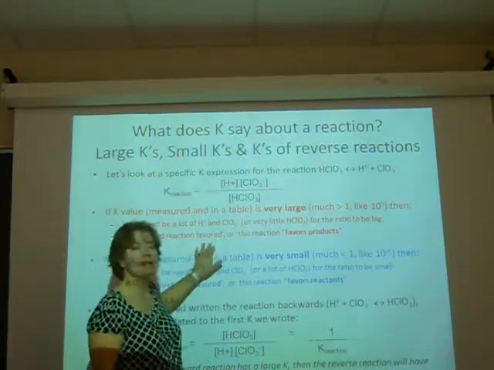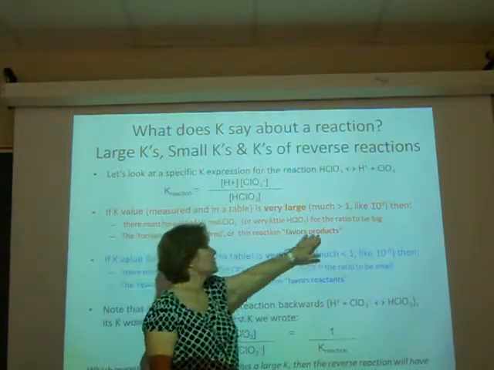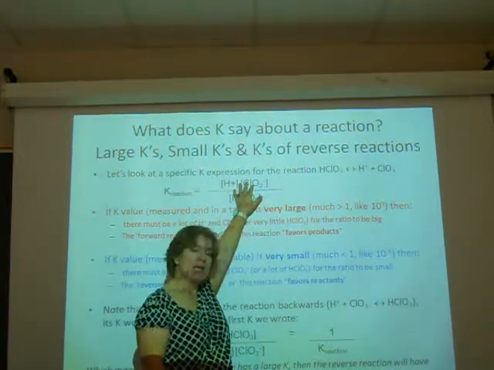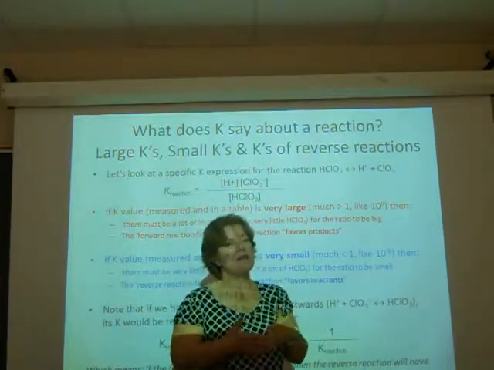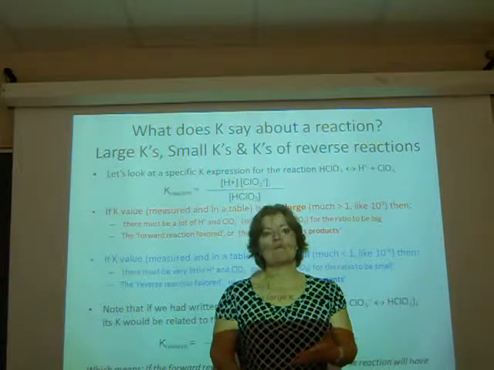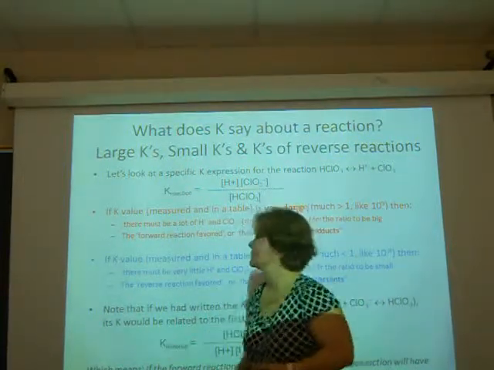We would say that this is forward reaction favored, or that it favors products, because most of what I have on hand is on the top, which is the products. So if I have a very large K value, it means that when it reaches equilibrium, I have mostly products and very little unreacted reactants left.